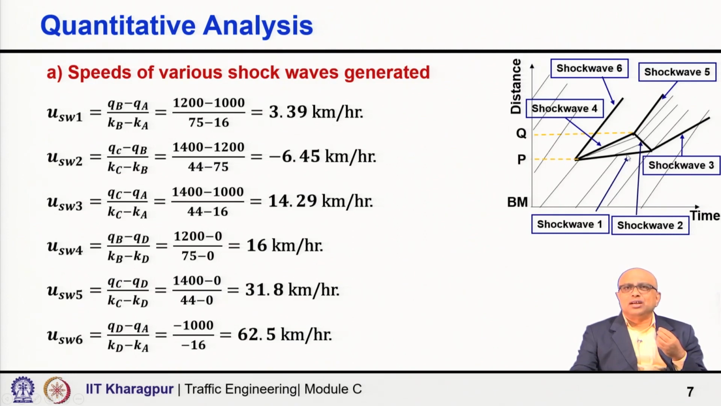This is the second shock wave, which is created between traffic state B and traffic state C. This is the recovery shock wave. So, it is negative, right, a backward moving recovery shock wave. Like that, you can calculate all the speeds. I am not going to explain the calculation for each and every shock wave, but all are given here, and one I have explained.